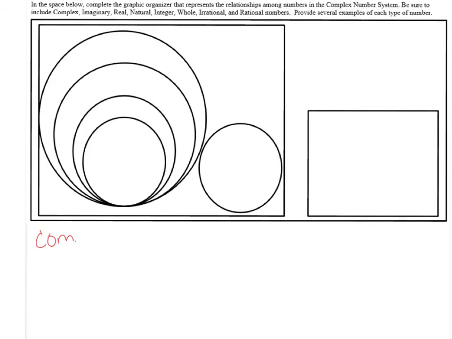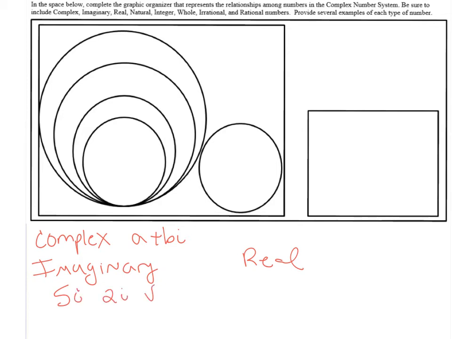A complex number is any number in the form a plus bi. Every single number in the set of numbers is a complex number. That is our overall set. Then it's going to break down, we're going to get imaginary versus real numbers. So pure imaginary numbers, or imaginary, are things that are just bi. So things like 5i, 2i, the square root of negative 3, those are all imaginary numbers. Real numbers are all numbers that are not imaginary.